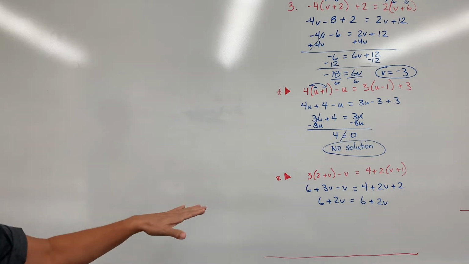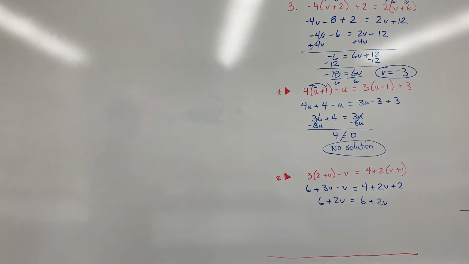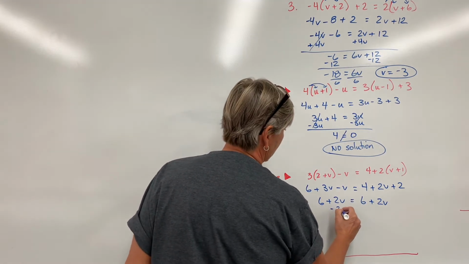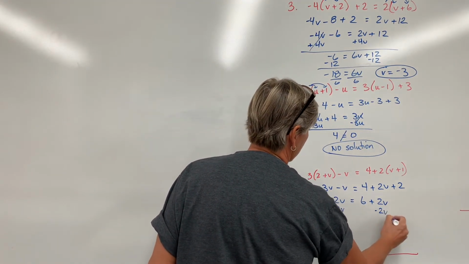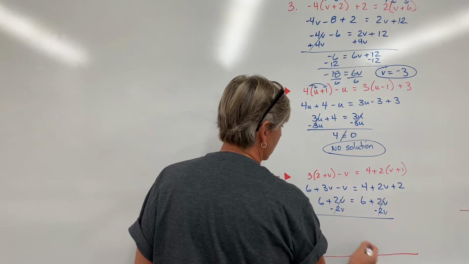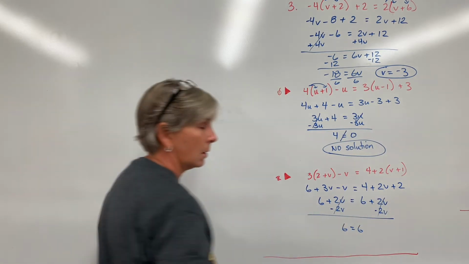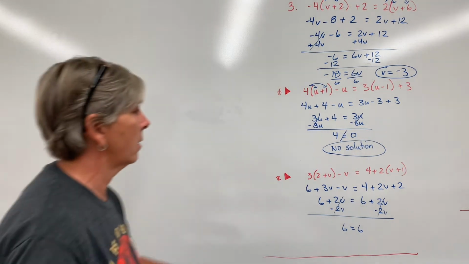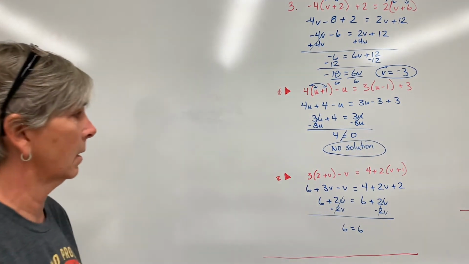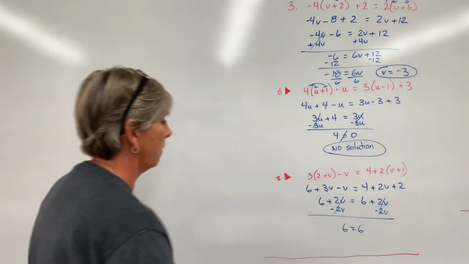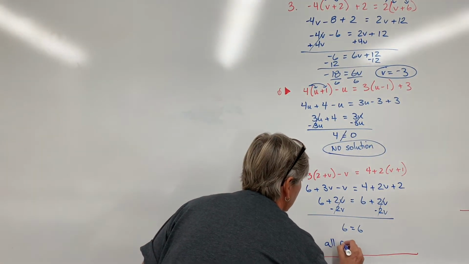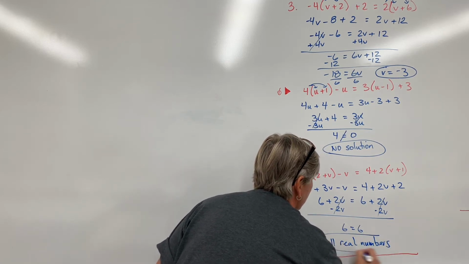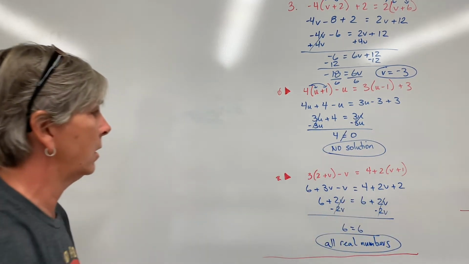But let's say you were just kind of deep in the problem and you didn't realize it at this point. Well, the next step would be, let's say you move your v's over, and you'll notice that they cancel. So I get 6 equals 6. So here it's pretty noticeable. Well, that's always true. It doesn't matter what v was, 6 will always be 6. This is an example of what all real numbers looks like for an answer. All real numbers. So anything for v would have been true for this.